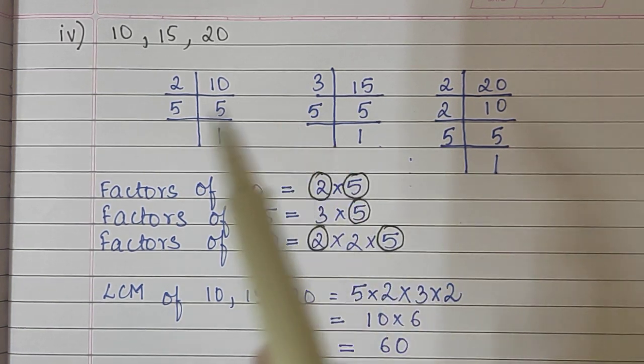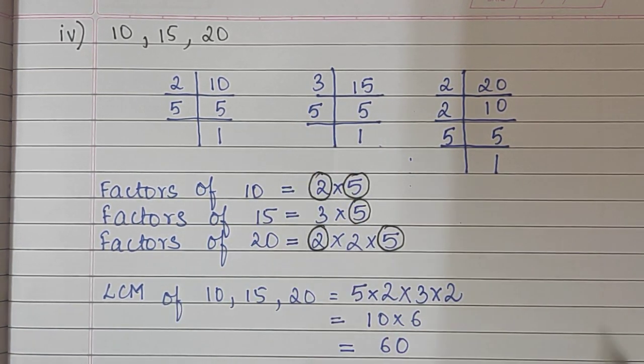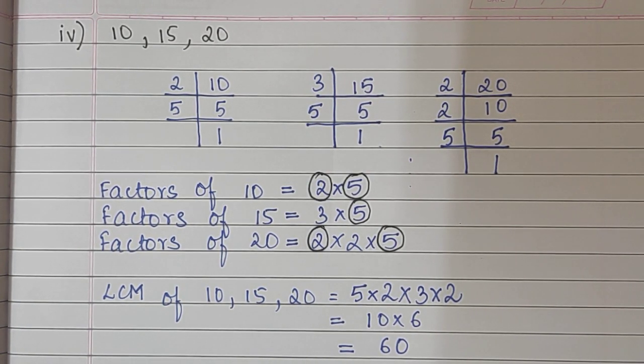You must have observed this method is quite a long method to find LCM as compared to method 2. So I would suggest you to go with method 2 only. Okay, so we'll move to the next sum.